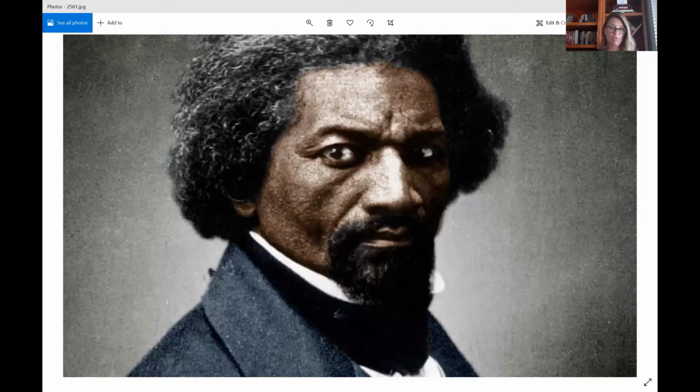He was born to a white father. He never knew his dad. His mother was a woman named Harriet Bailey, and she was a slave. At this time, slave women were commonly sexually exploited by white men. And this is in part because the slave trade, as we understand it, with these big ships coming from Africa, was abolished in 1794, about 20 years before Douglass was born.